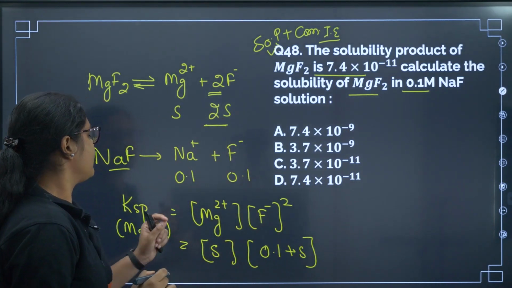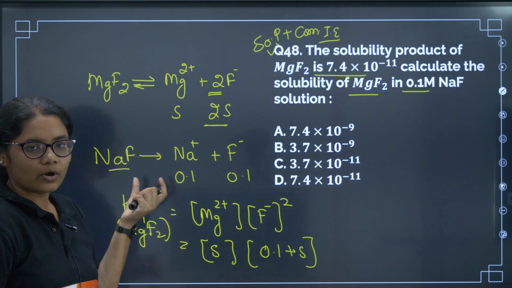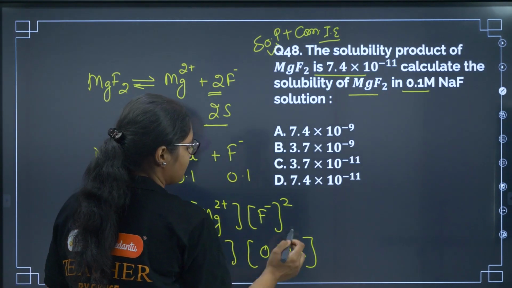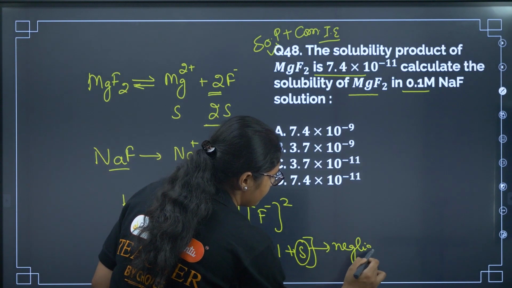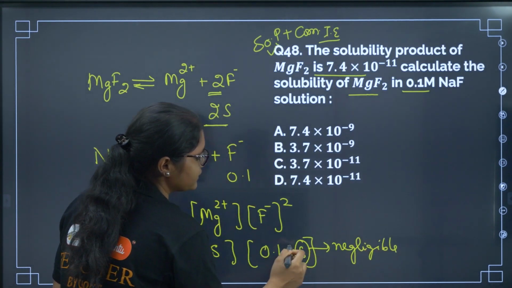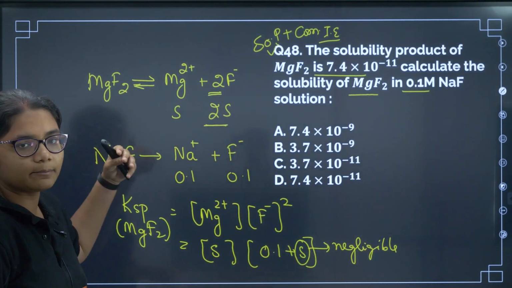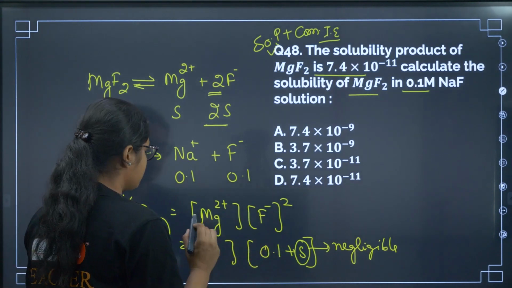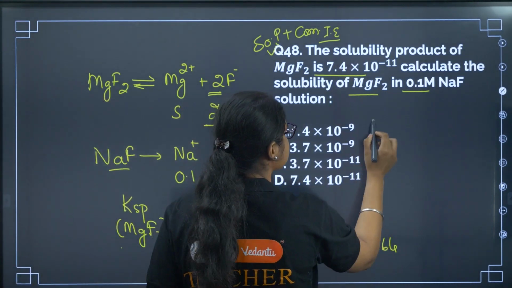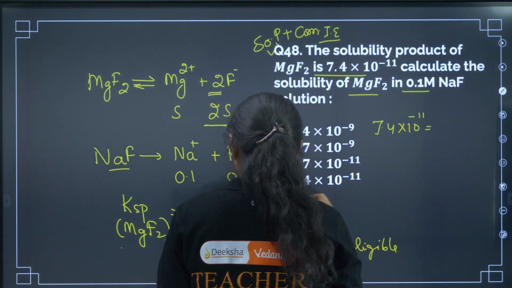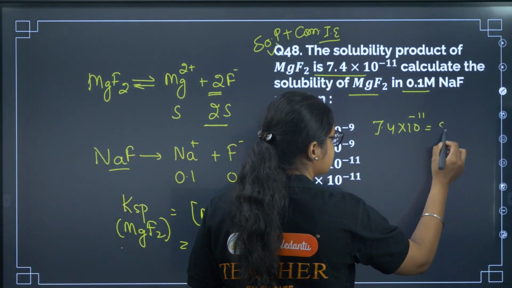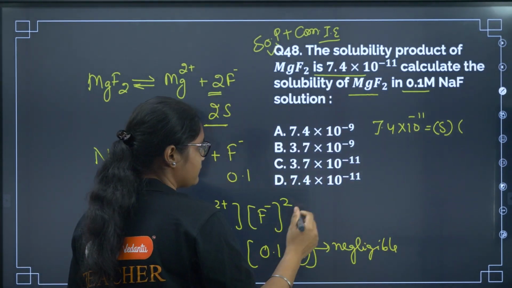Okay. Now what happens, since this one is a strong electrolyte, the concentration of this S will be very negligible. Okay, so we can ignore this S because this undergoes complete dissociation. So we can write down this equation as, what was the Ksp value? 7.4 into 10 to the power of minus 11 is equal to S into this one will be 0.1.